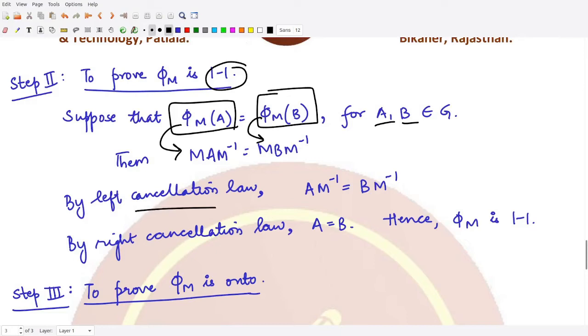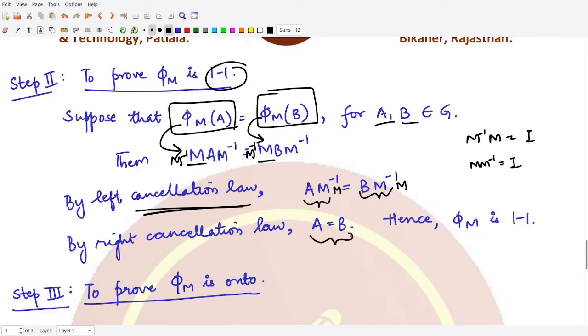Now by the left cancellation law, this M and M cancel each other's effect, because if you multiply with M inverse on both sides, M inverse M would give you identity. So therefore you just have A M inverse is equal to B M inverse. Similarly, by the right cancellation law, if you multiply both sides by M, you would have M into M inverse as identity, so you would have A is equal to B.